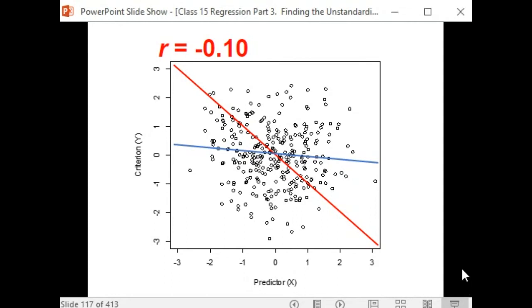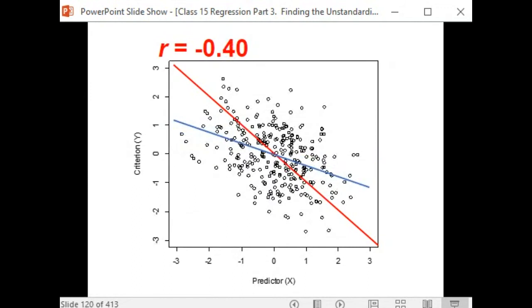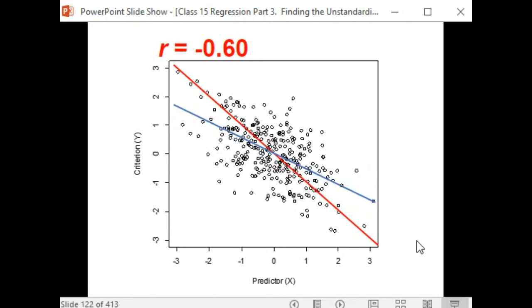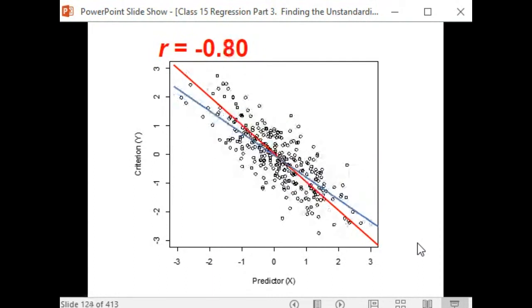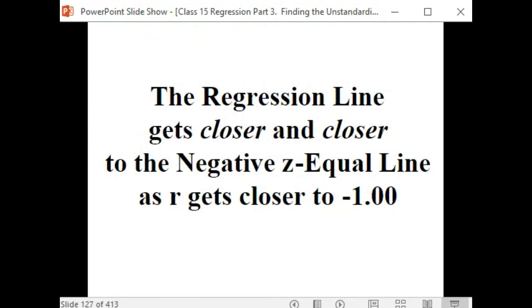And here are correlations of negative 0.20, negative 0.30, and negative 0.40. The regression line slope gets more and more negative. The data points are getting closer and closer to the negative z equal line. Now here are correlations of negative 0.50, negative 0.60, negative 0.70, negative 0.80, negative 0.90, and negative 1. As you can see, it's a mirror image of what happened with the positive regression line.